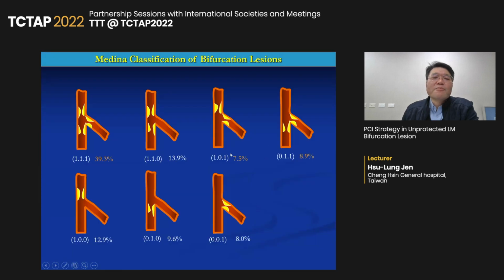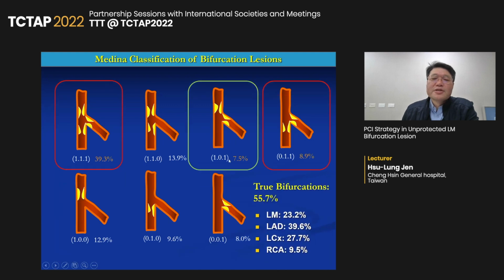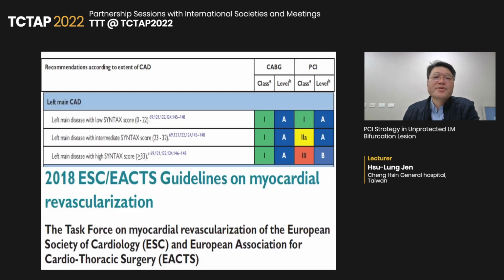Right now, we almost universally accept the Medina classification for bifurcation. Most true bifurcations include the 111 and the 011. Some papers also accept the 101 as a true bifurcation, but most papers only include the 111 and the 011 as true bifurcation, and true bifurcation involves more than 50% of cases.